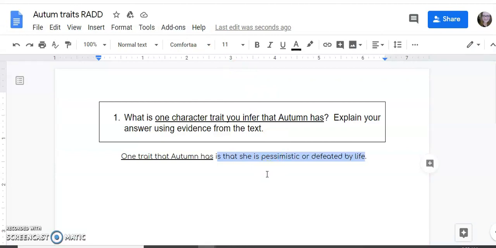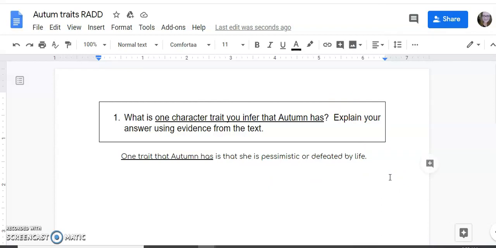I see a lot of kids doing the strange thing where they want to restate the question and not have the answer in it at all. And it comes off very awkward. Like kids might say, there is a character trait that Autumn has, period. Well, that's strange. That's not how we explain ourselves. That's not how we would talk if we were telling the teacher an answer, for example. And when you're writing, you want it to be the very best version of your thoughts and your speaking that it can be. It shouldn't be awkward and forced. So one trait that Autumn has is that she is pessimistic or defeated by life. That is my R and that is my A.